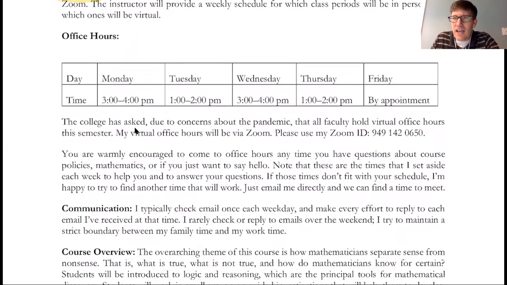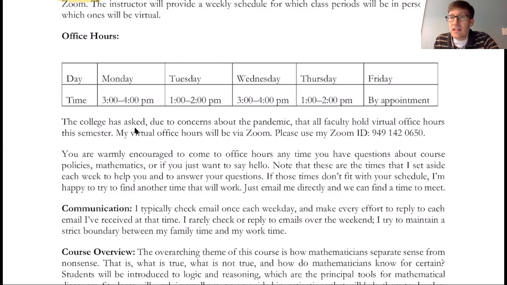Also, I just want to explain office hours. Office hours are your time to come and ask me questions about whatever, how class is going, stuff you don't understand. Any of those things are great excuses to come to office hours. I hope that you will come to office hours at some point, even though we're going to be doing it virtually. These are the times that I set aside that I'm available on Zoom to answer your questions.